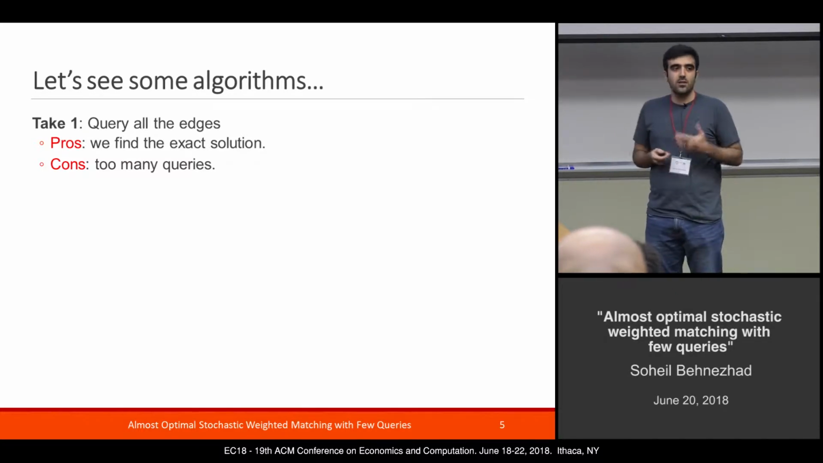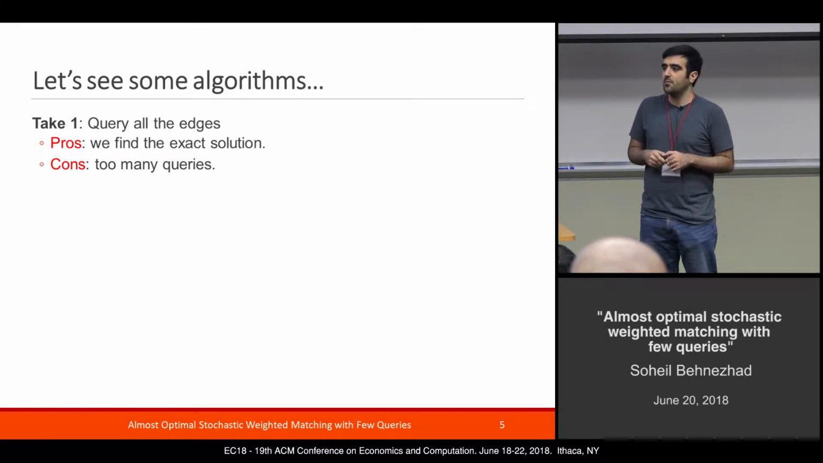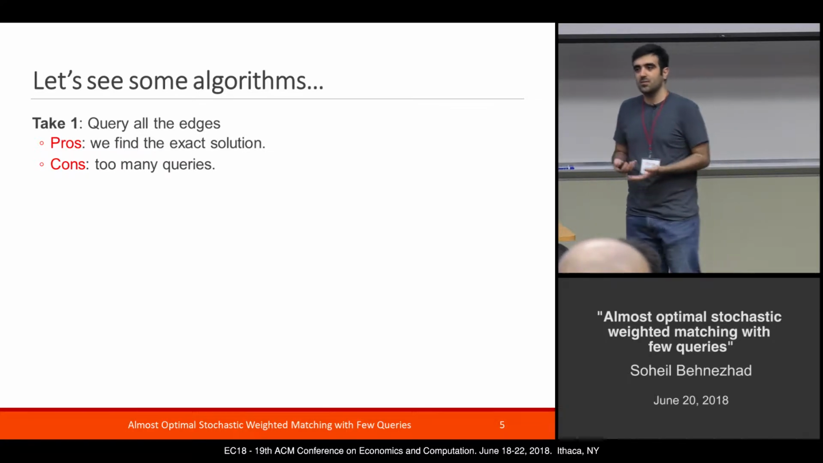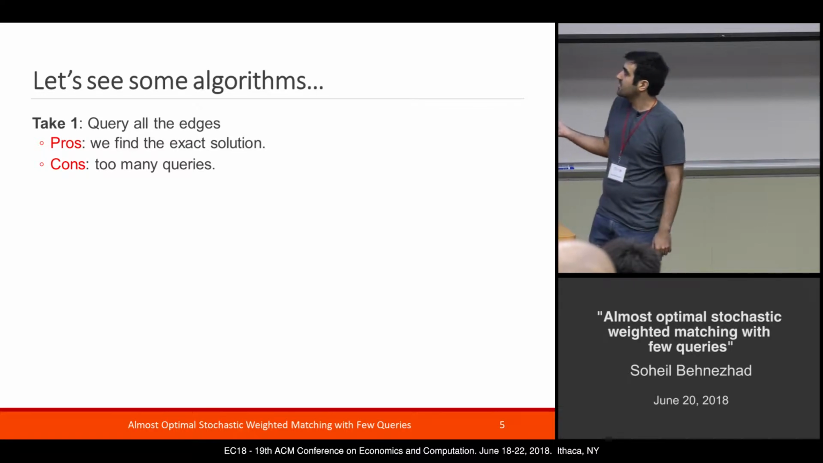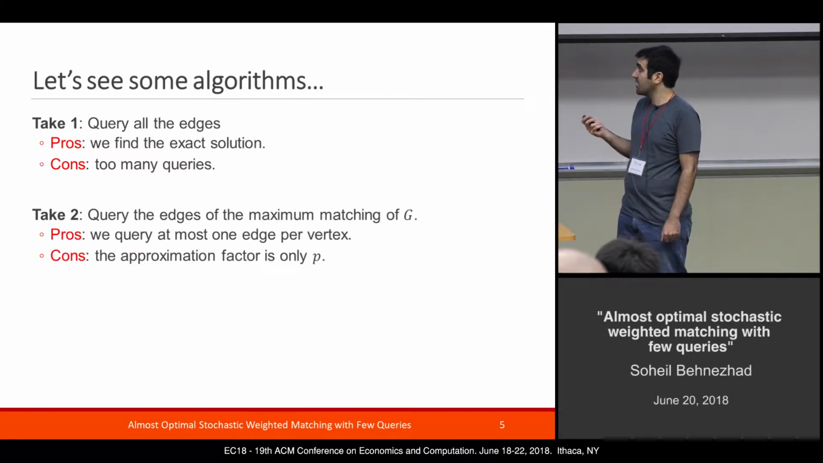So one algorithm is to, say, query all the edges and just report the maximum weighted matching in the realized graph. The good thing is that we find the exact solution. We find the maximum weighted matching of the realization graph. But obviously, this is not good because it's going to query every edge. And we can't afford that.